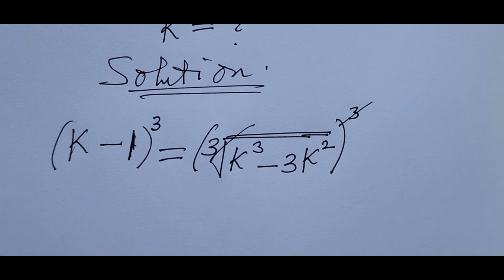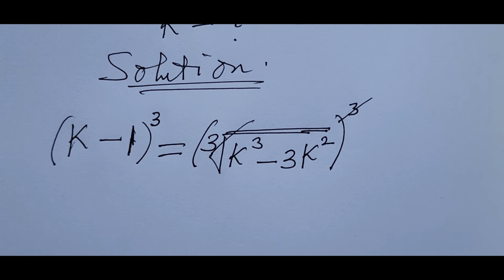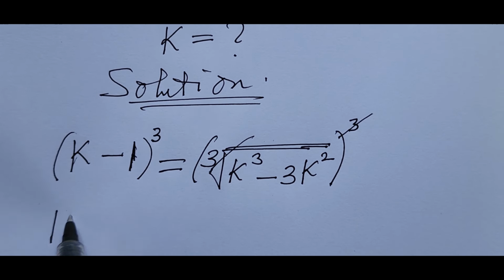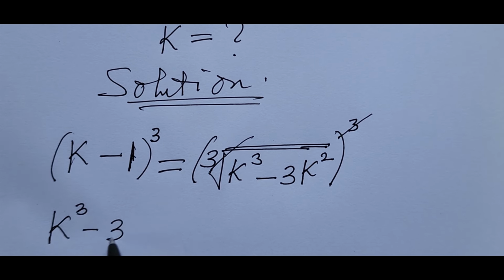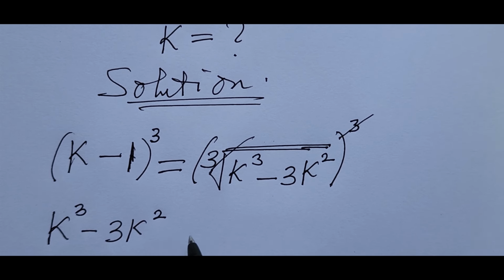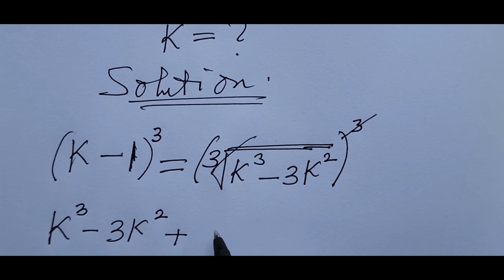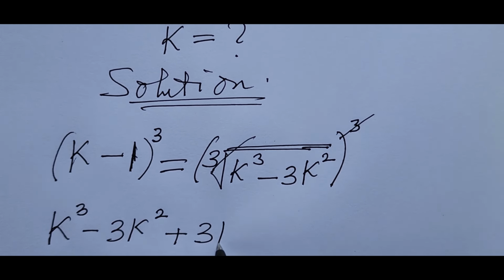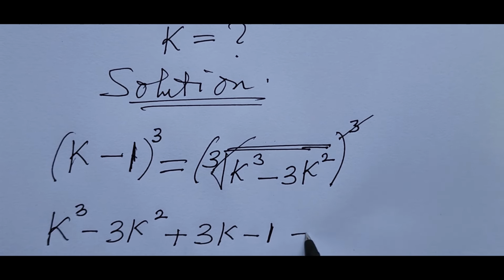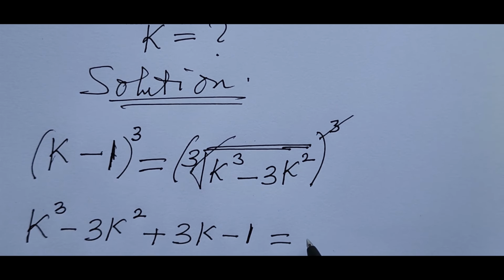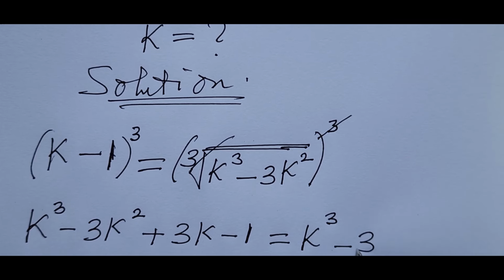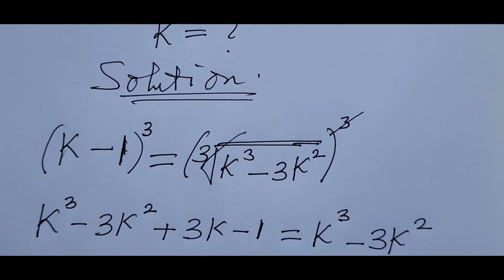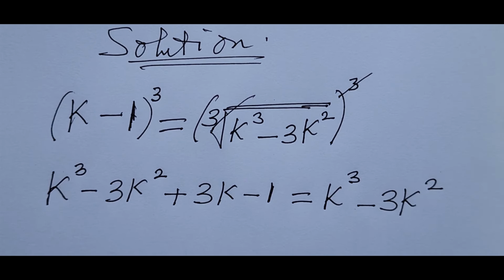If we use the binomial expansion, this is going to give us k raised to the power of 3 minus 3k raised to the power of 2 plus 3k minus 1, right? Everything will now be equal to k raised to the power of 3 minus 3k raised to the power of 2. Wow, this is pretty easy, right?